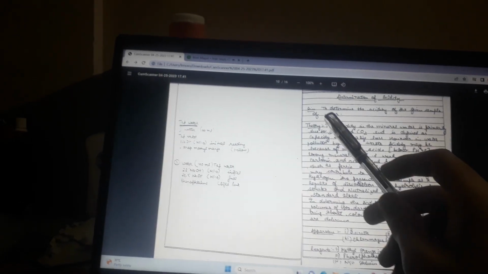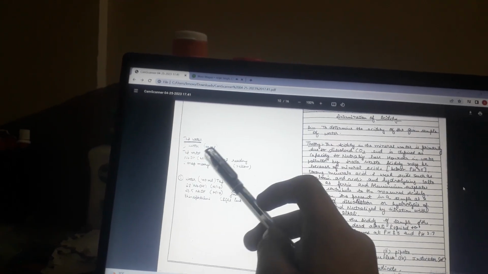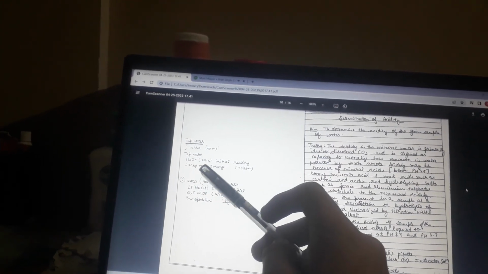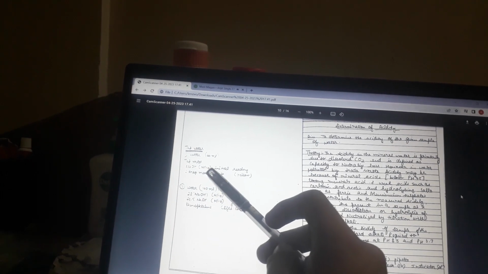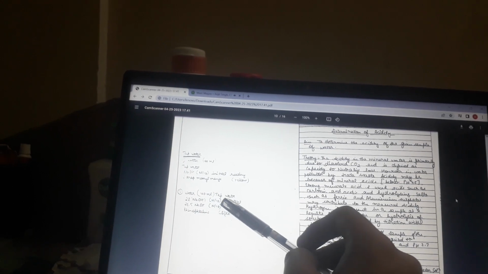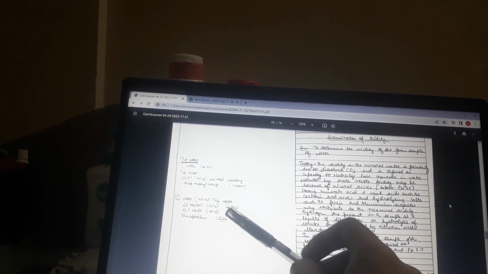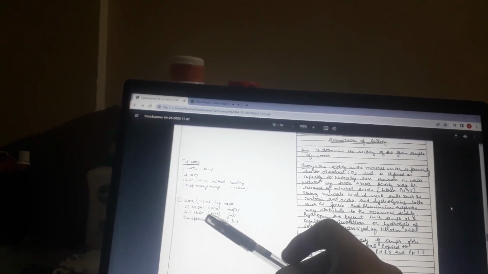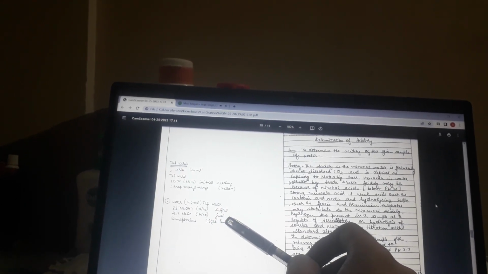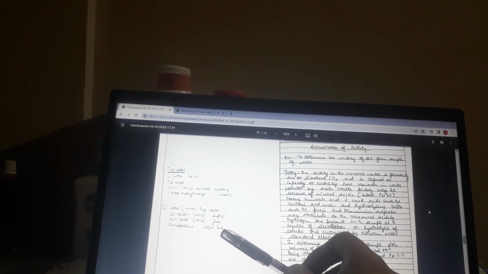Determination of acidity. Aim: to determine the acidity of the given sample of water. Tap water 100 ml, NaOH N by 10, initial reading; drop of methyl orange, yellow. Water 100 ml, tap water, NaOH N by 10 initial 28.5, final; phenolphthalein, light pink.